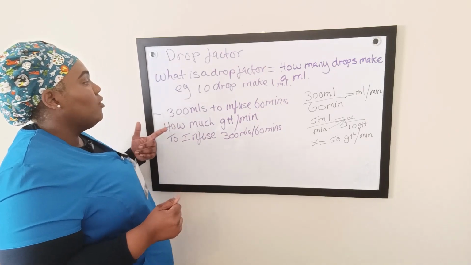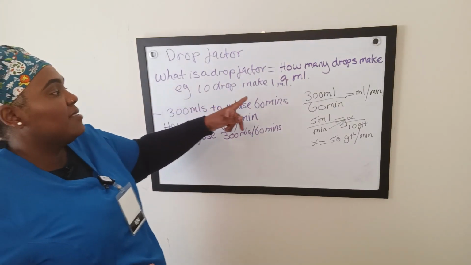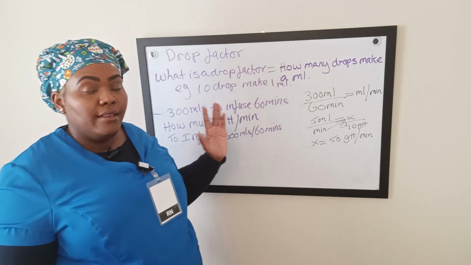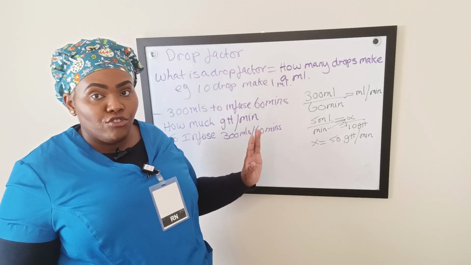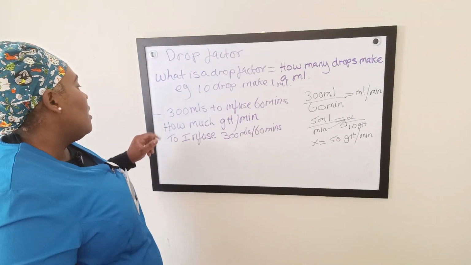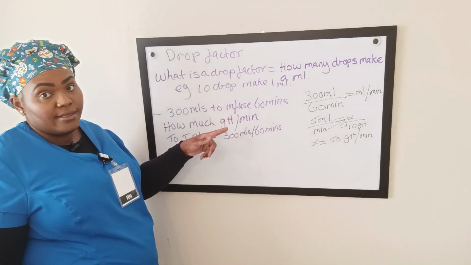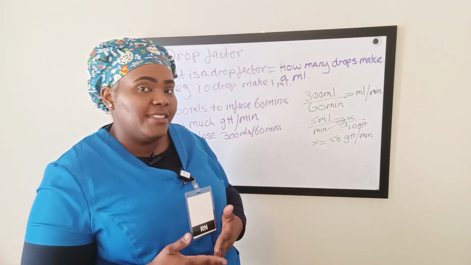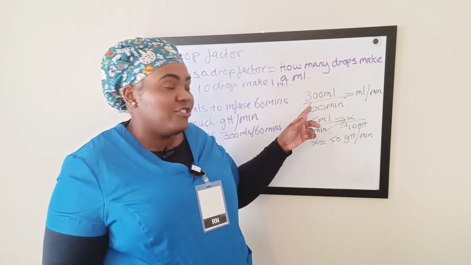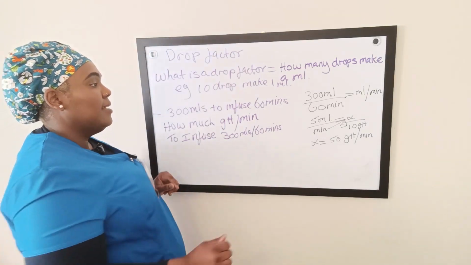So we have an order where our drop factor on this line is 10 drops giving us 1 mil, okay? So let's keep that in mind. Our drop factor for this scenario is 10 drops giving us 1 mil. Our order is we have to give 300 mils in 60 minutes. How do we calculate this? How do we calculate how many drops we need to give this patient 300 mils in 60 minutes? All right, let's do this.